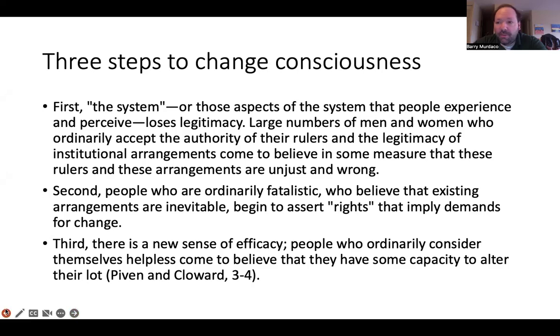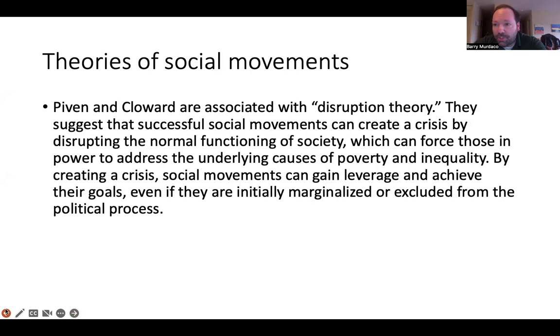Now, one thing that should be said right from the outset: these are not revolutionary movements. These are essentially reform movements. These are groups trying to pressure the government to make reforms. These are not groups that are trying to overturn the government, or create what Marx and Engels called the dictatorship of the proletariat or anything like that.